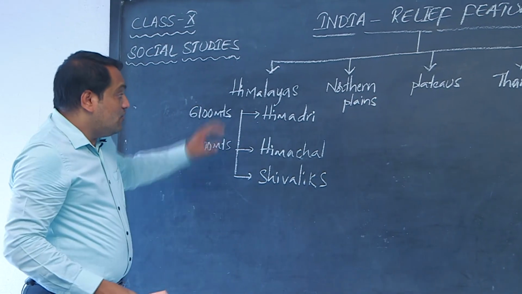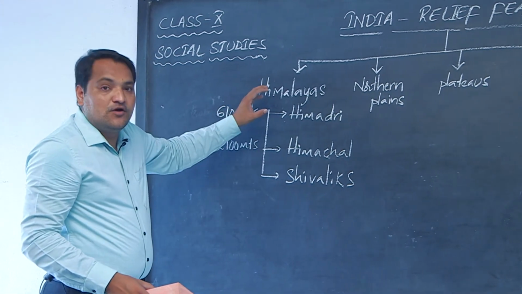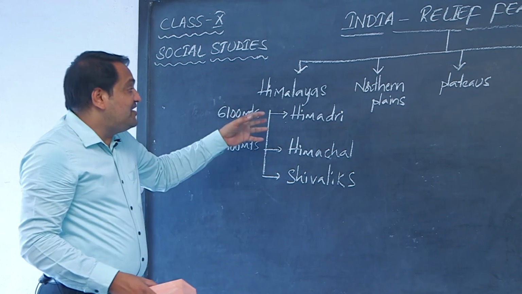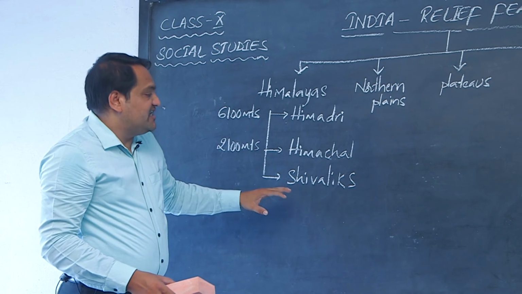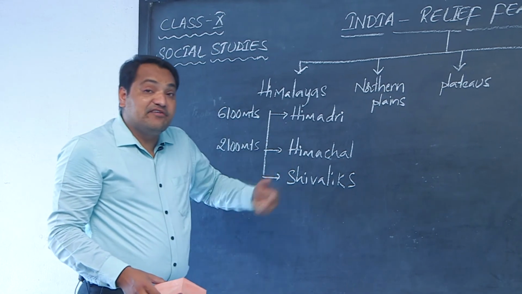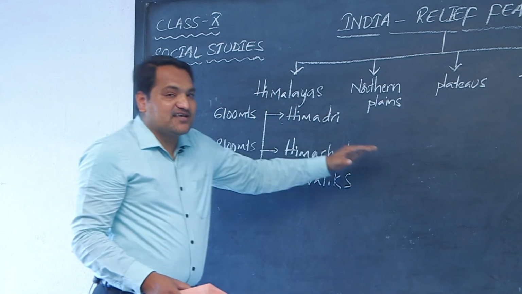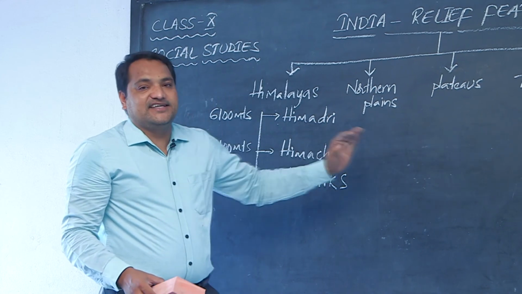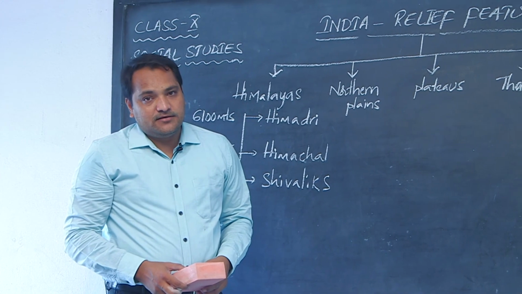What kind of vegetation is grown in the Himalayas? What kind of animals, the flora and the fauna of the Himalayas, the lifestyle in the Himalayas, and the rivers that are born in the Himalayas, and how the Himalayas are responsible for the formation of the northern plains? All these things we shall discuss in our next class. Thank you.